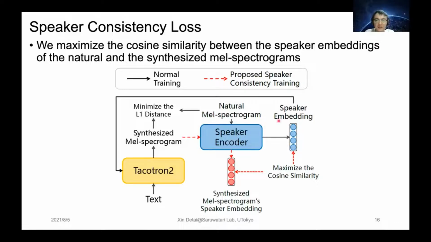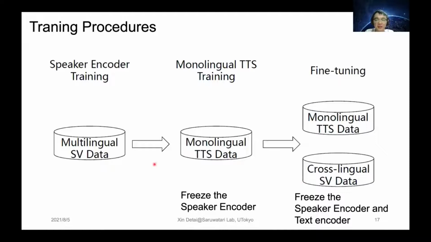The speaker consistency loss utilizes the knowledge of the speaker encoder. For any speaker, we first generate her speaker embedding to synthesize the speech. We then feed the synthesized speech to the speaker encoder again to get the synthesized speech's speaker embedding. Finally, we maximize the cosine similarity between the two embeddings. We use the SCL to fine-tune the TTS model.